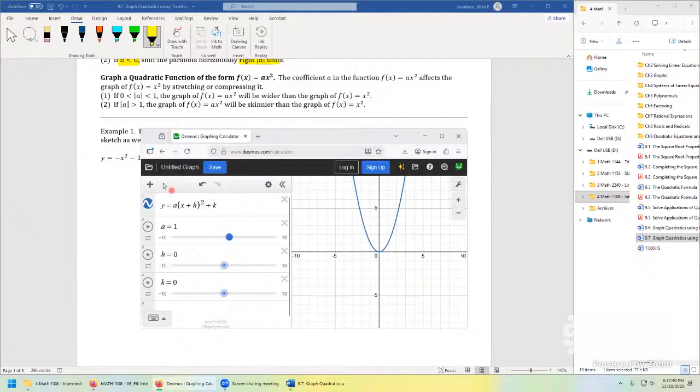So let's bring it back to 1. If it's greater than 1, the graph of ax squared will be skinnier than the graph of x squared. And that's what we're seeing when this gets bigger and bigger. It gets narrower, or skinnier and skinnier. And so that's the compression in the x direction. So it's either going to compress or allow it to widen that kind of way.